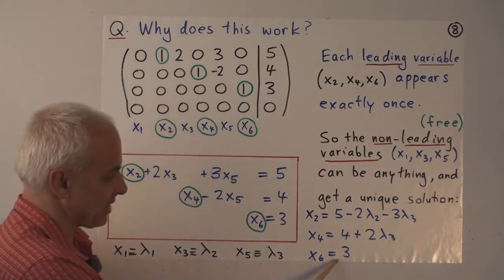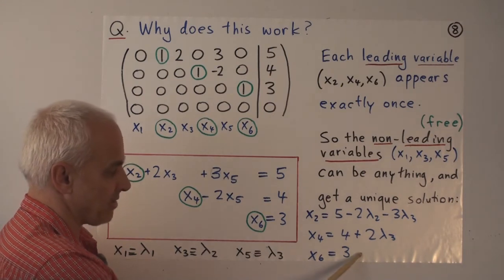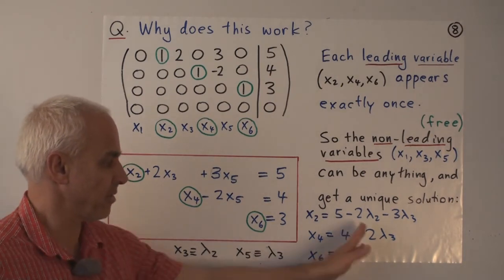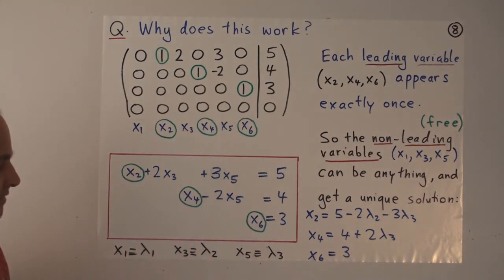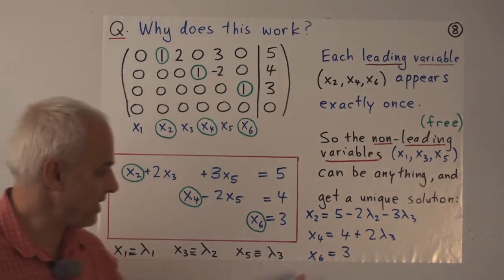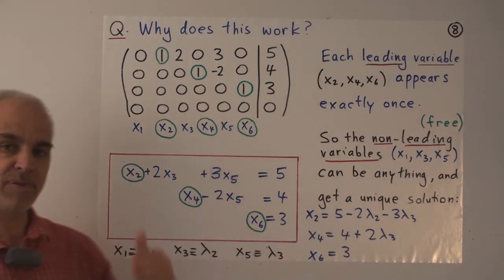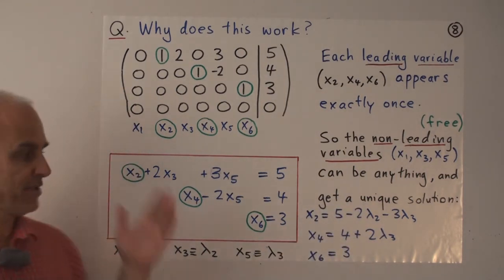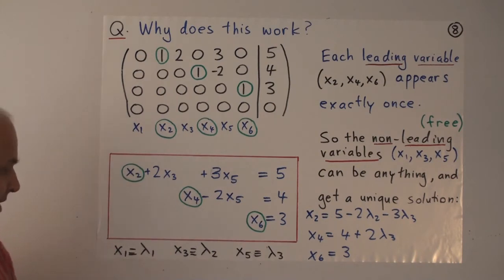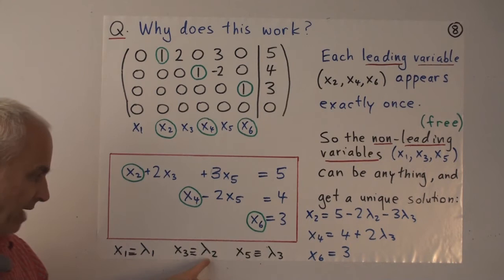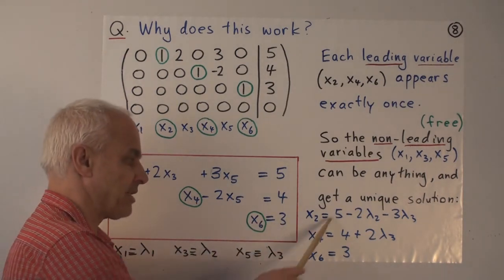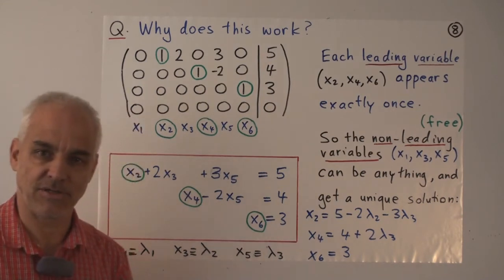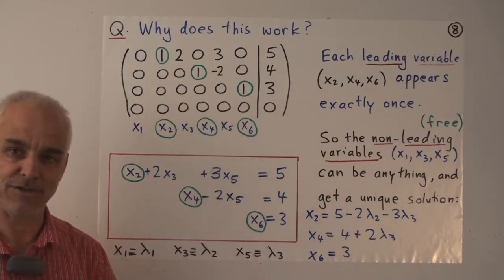Now it so happens that x6 is just equal to 3. It has essentially plus 0 combination of lambda 2, lambda 3, and so on. That's fine. But altogether then, these 6 equations represent a complete description of the solution to the original system. x1 is any parameter lambda 1, x3 can be any parameter lambda 2, x5 can be any parameter lambda 3, and x2, x4, and x6 are determined by these equations. And that describes the entire solution set.